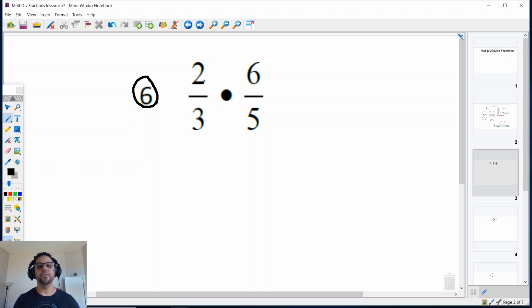So you may be thinking, okay, cross-canceling again, that's looking at 2 and 5. Obviously, those cannot be made into smaller numbers, but 3 and 6 can. So remember, the process is: what can they both be divided by, and then what do they become? We know that 3 and 6 can both be divided by a simple 3. So that means our 3 becomes a 1, and our 6 becomes a 2.